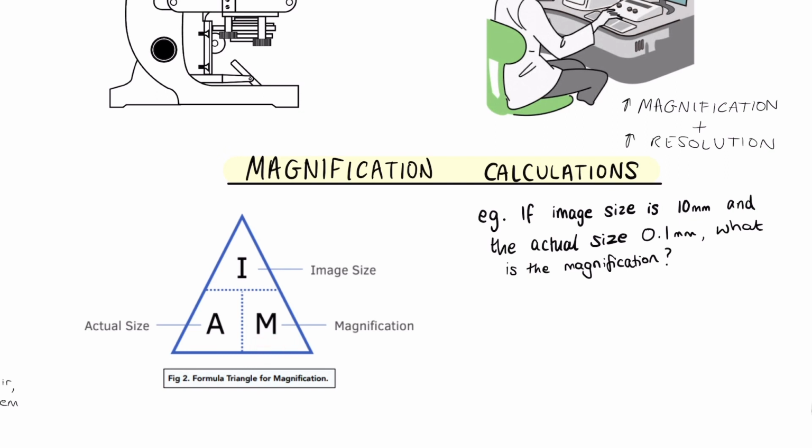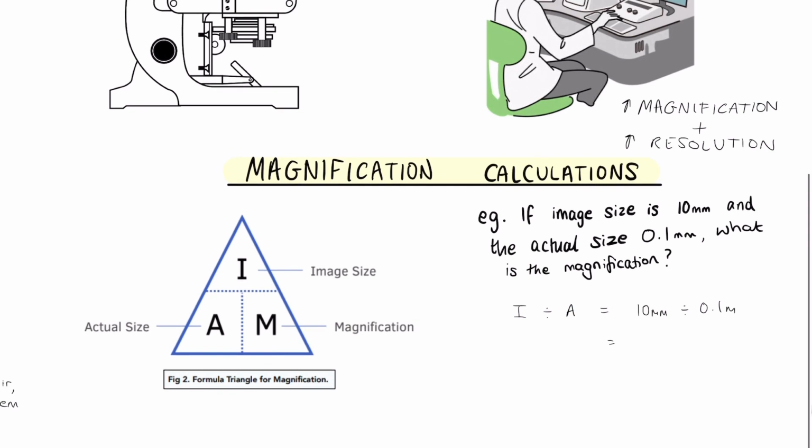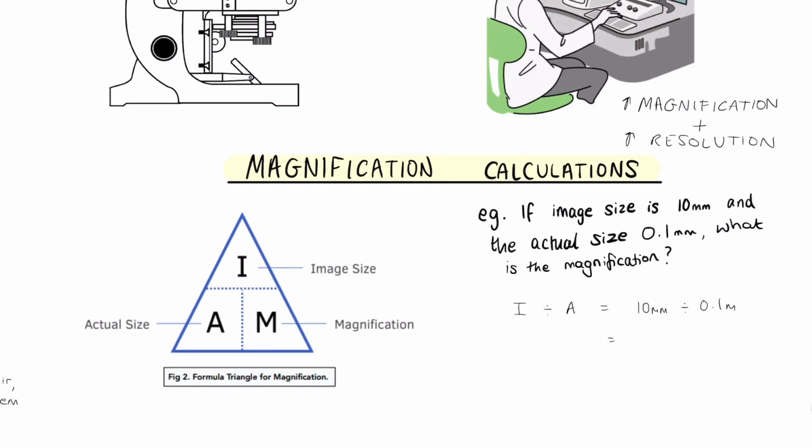So to use this triangle, you need to cover up what we're trying to find. So we're trying to find the magnification. Hence, the formula we need is I divided by A. So I'm going to write that out. I divided by A, or image size divided by actual size. So that's 10 millimeters divided by 0.1 millimeters. And the answer is, our answer is 100. And because it's asking for magnification, you need to put a little times before it. So the magnification is times 100, and that's your answer.